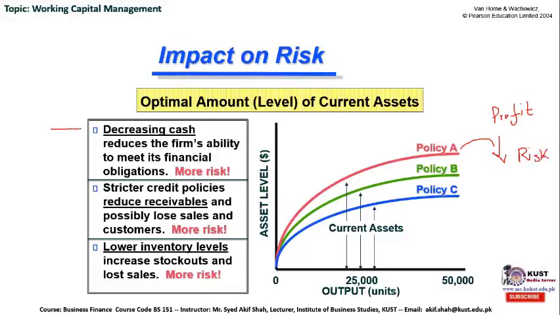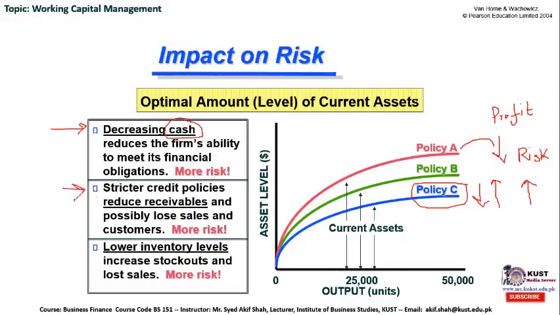So we can see that when there is a decrease in cash, that is a decrease in current assets, once again it will reduce the firm's ability to meet its financial obligations. Like in policy C, we have a lower level of current assets. When there is a lower level of current assets, the risk factor in meeting obligations will be higher, and there will be chances of greater expected profitability.